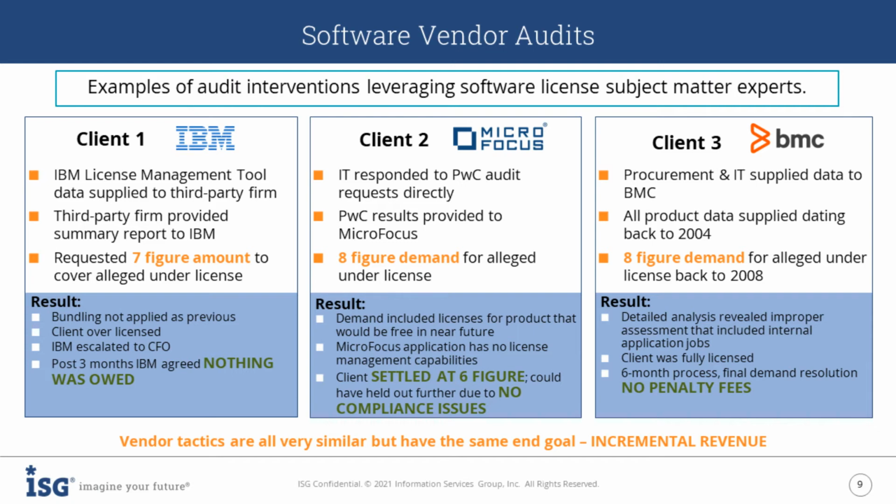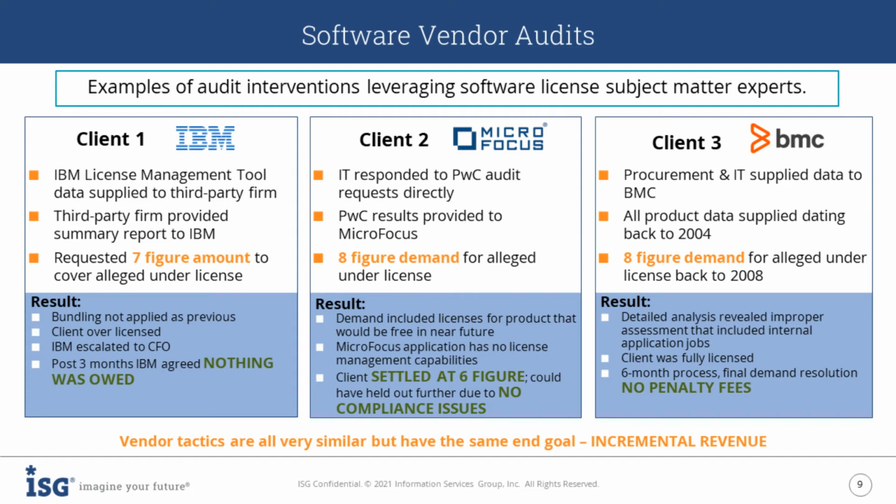In the last scenario, a detailed analysis revealed that improper assessment was done and had included some of the internal application jobs. They were not actually client jobs. So the number that was counted skyrocketed the amount of licenses that were required, even though they were not client-initiated processes. And we determined that the client was fully licensed. It was a 6-month process, but no penalties or fees were owed.